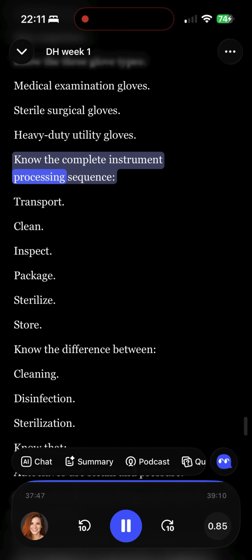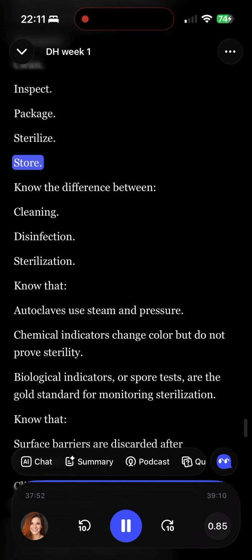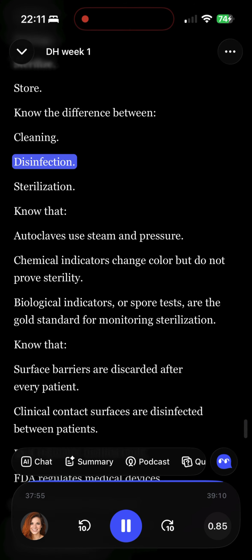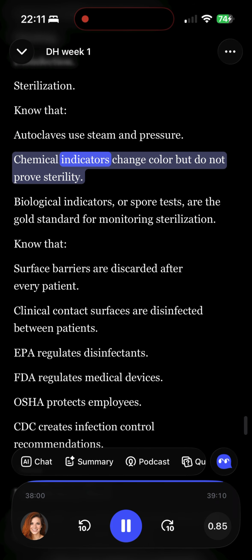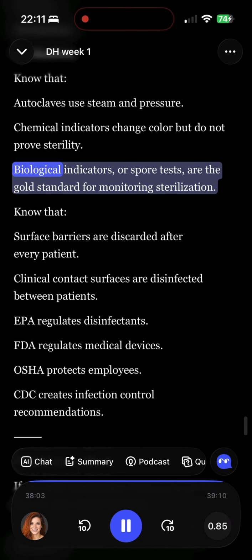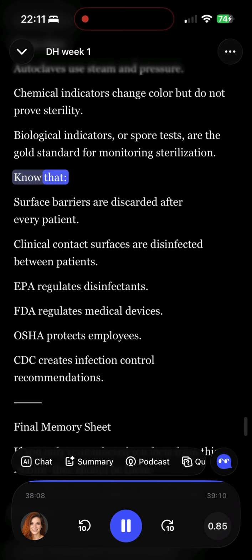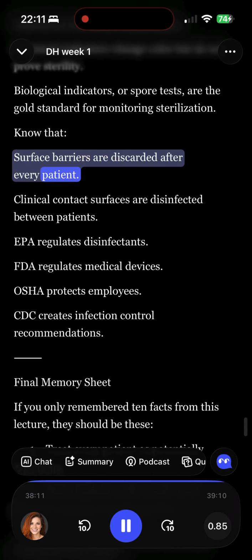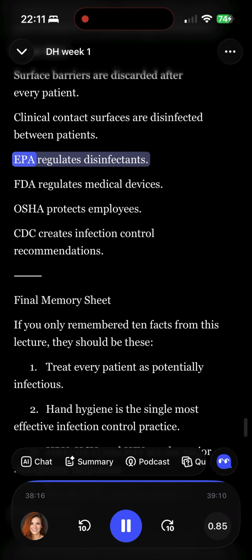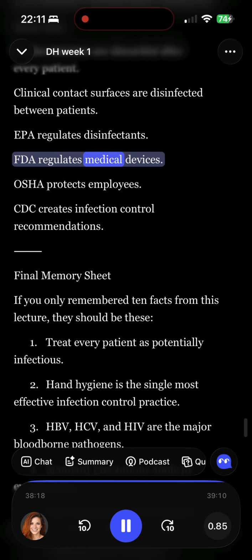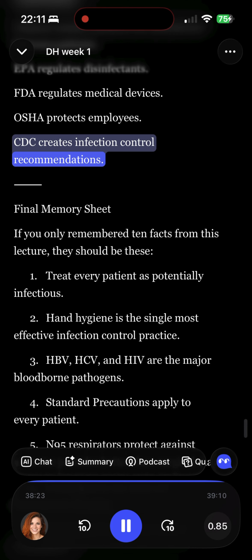Know the complete instrument processing sequence: transport, clean, inspect, package, sterilize, store. Know the difference between cleaning, disinfection, sterilization. Know that autoclaves use steam and pressure. Chemical indicators change color but do not prove sterility. Biological indicators or spore tests are the gold standard for monitoring sterilization. Know that surface barriers are discarded after every patient. Clinical contact surfaces are disinfected between patients. EPA regulates disinfectants. FDA regulates medical devices. OSHA protects employees. CDC creates infection control recommendations.